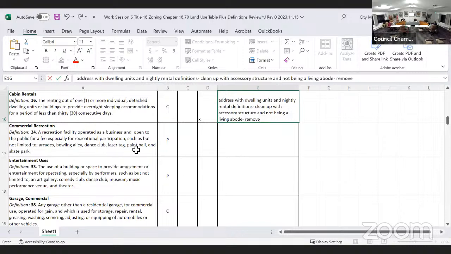Okay, commercial recreation: a recreation facility operated as a business and open to the public for a fee, especially for recreational participation such as, but not limited to, arcades, bowling alley, dance club, laser tag, paintball, and skate park. To me, that would potentially fall, if we combine some things, under business, based on a business definition.